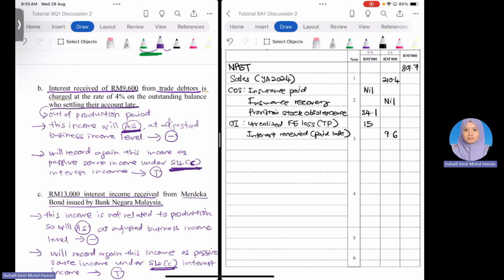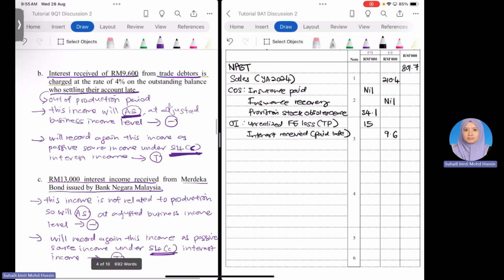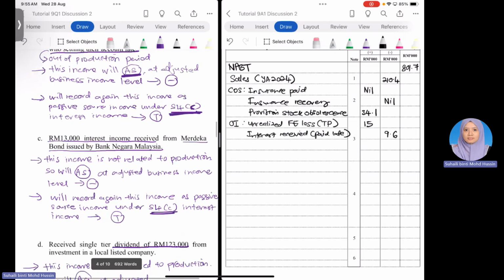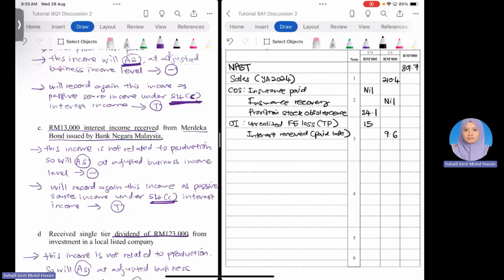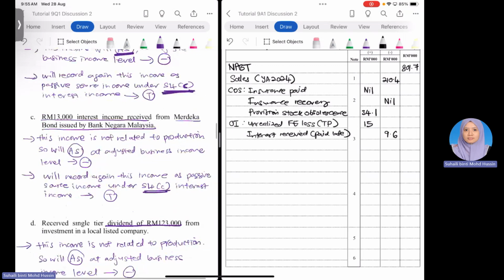Now C. The company receives interest income from the Merdeka bond issued by Bank Negara Malaysia. This is another income the company receives that is not related to the production but more of a passive source of income. The 13,000 ringgit you already added in the SOCI, but in the taxation this is not related to the production. So we have to assess it separately and record it again under section 4 subsection C, same as 4B just now.